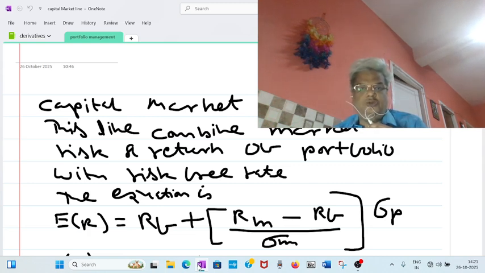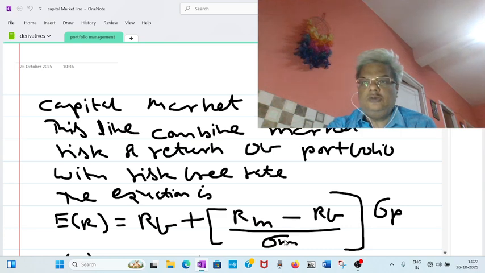So, I like to explain the concept of capital market line and security market line. Actually, these concepts are very confused in portfolio management. So, I like to explain the nuance between capital market line and security market line. Now, what is capital market line? Capital market line is a combination of risk-free asset and risky asset.